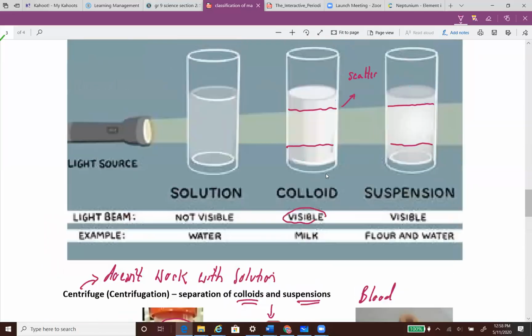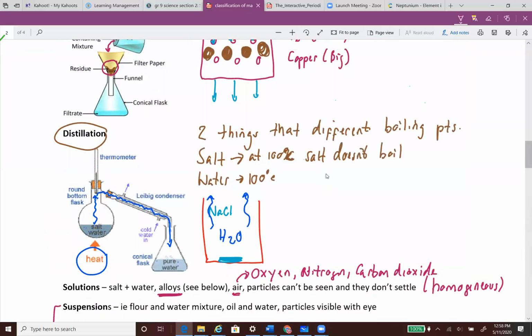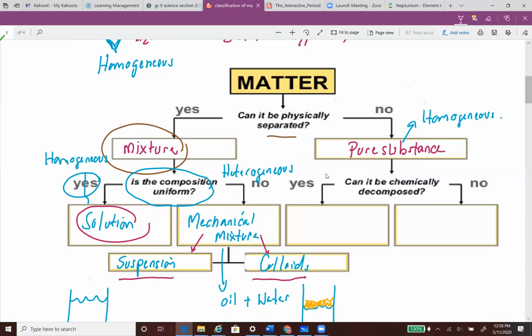All right, so to wrap up, we can physically separate mixtures. We distinguish between solutions and mechanical mixtures. Then on the right side are things that we cannot physically separate. In other words, we can't use things like a centrifuge or distillation or filtering. It doesn't work. On the right side, the only way you're going to separate compounds is through some sort of chemical process. So we can't physically separate them.